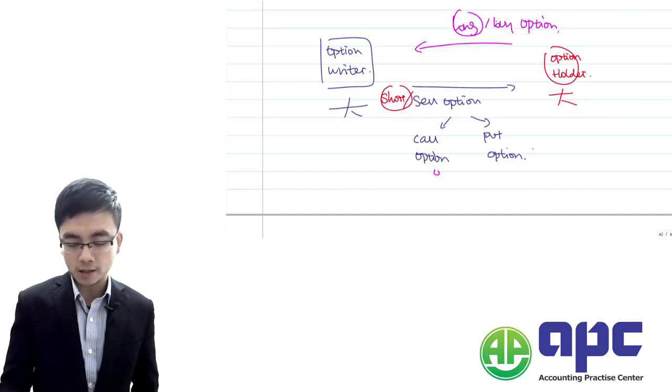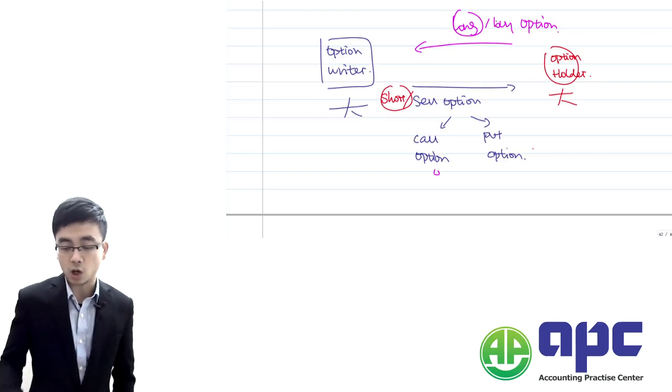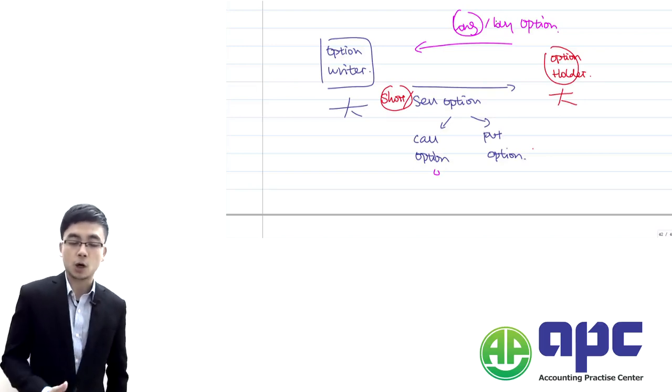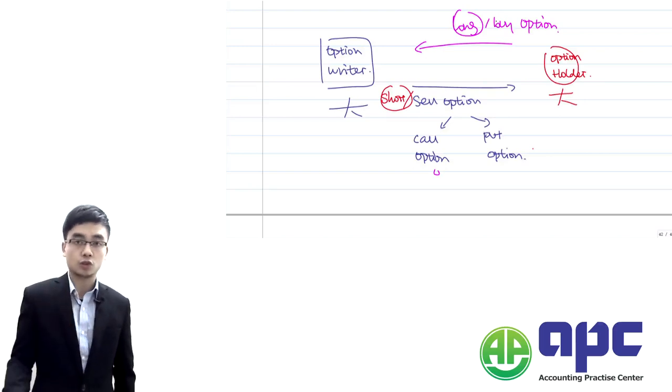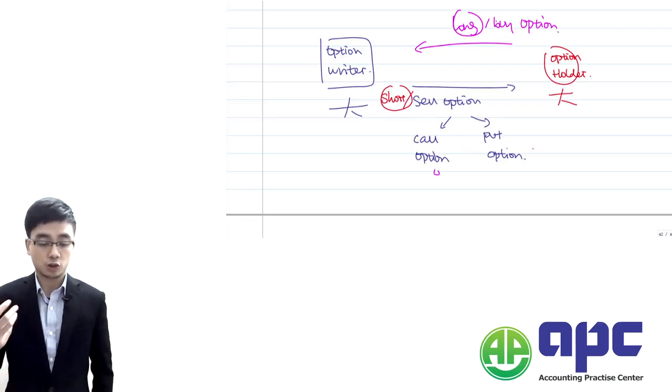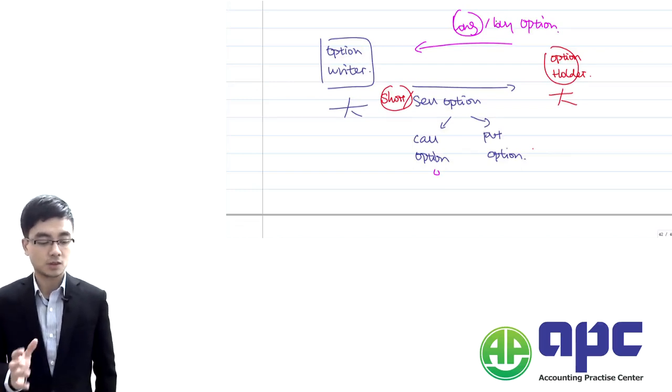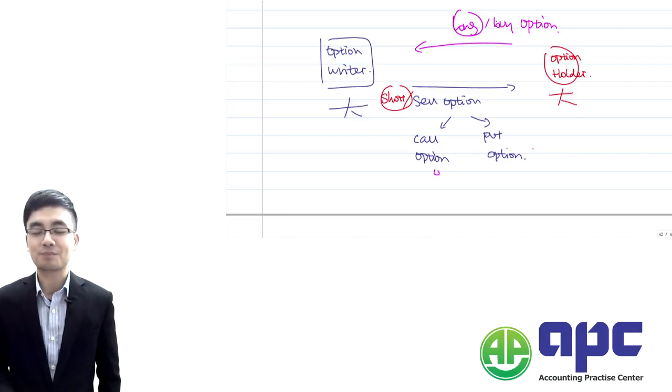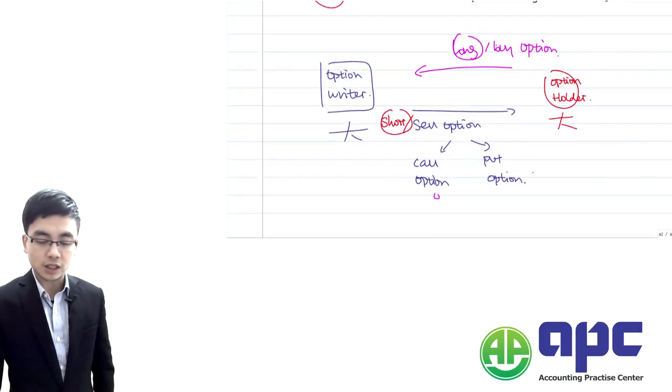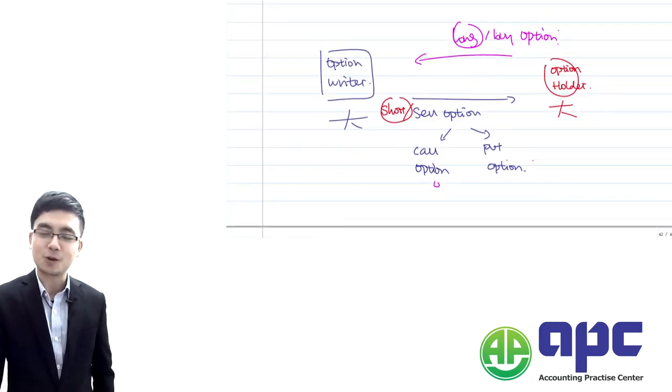Or you can call it buying the option. So you can either buy the call option or put option. It's an option to buy or sell. Or from the option writer's perspective, we short a call option or put option to you. So that's the idea behind it. But the question is, within that option, what do I mean by option then?